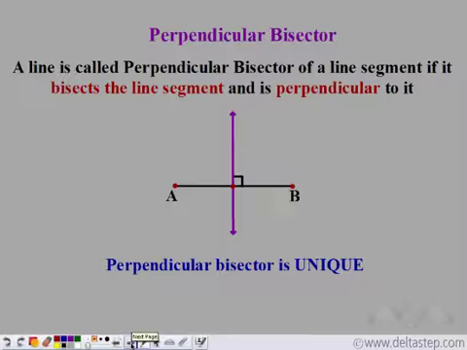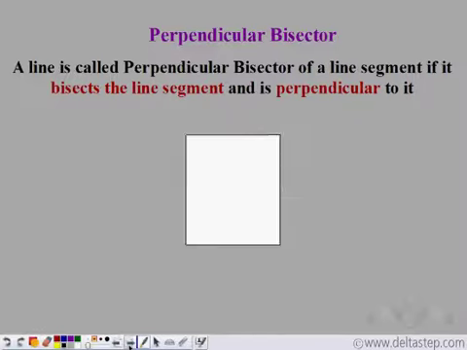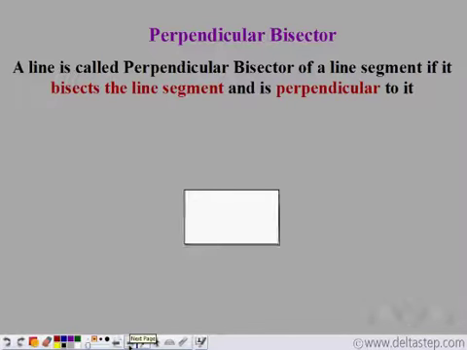Now, unlike line bisector, perpendicular bisector is unique. So for a given line segment, we can have just one perpendicular bisector. That is, for a given line segment, we can have only one line which bisects that line segment and is perpendicular to it. Now, where can we see perpendicular bisector? You take a rectangular piece of paper and fold it into two equal parts, then this fold which appears is the perpendicular bisector of the edge of this paper.